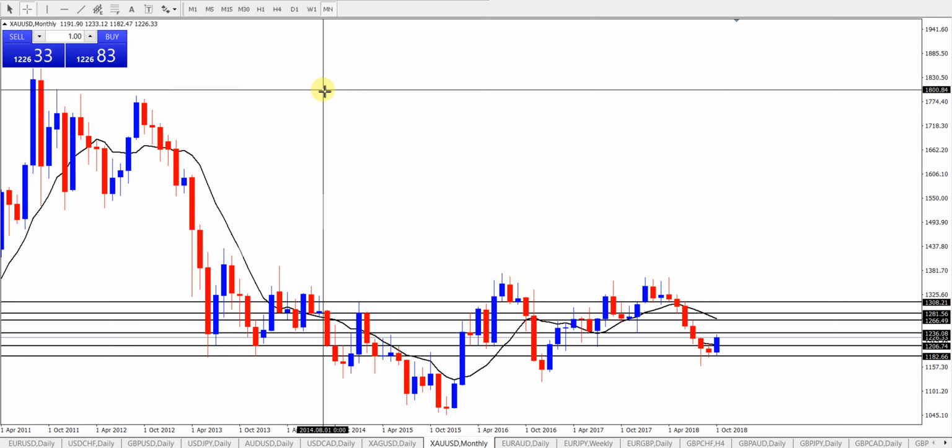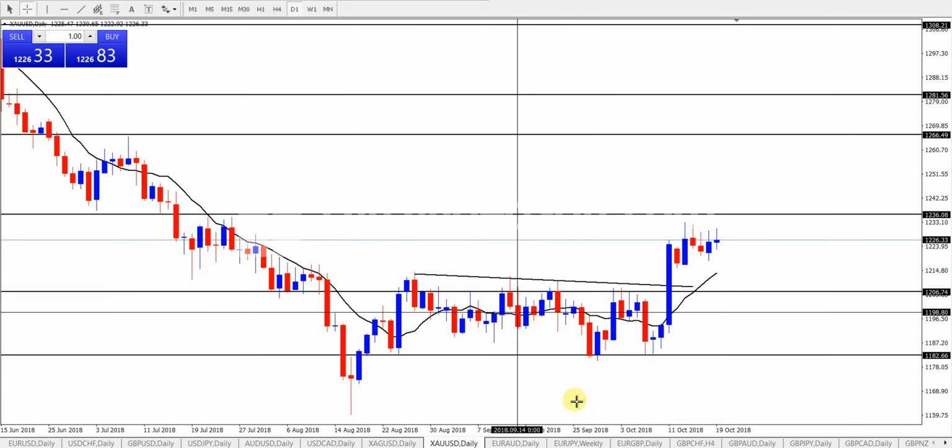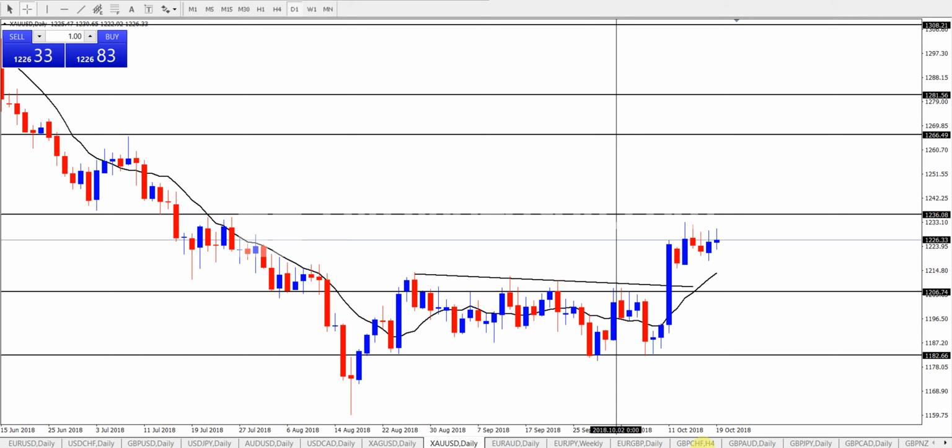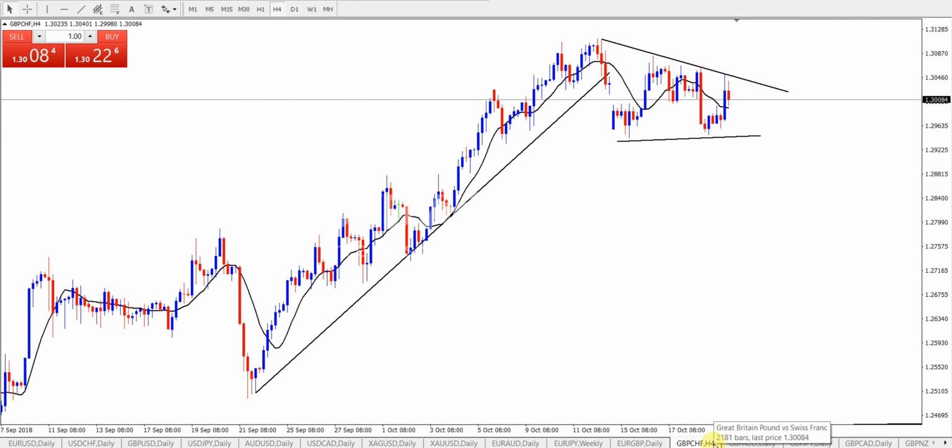So I'm just going to quickly jump to the pound against the Swiss franc. Now this pair has been a little bit enigmatic over the last few weeks. We can see there was a clear bullish trend throughout the month of September, entering into October, and then this last week it has been kind of sideways trading within this descending triangle there.